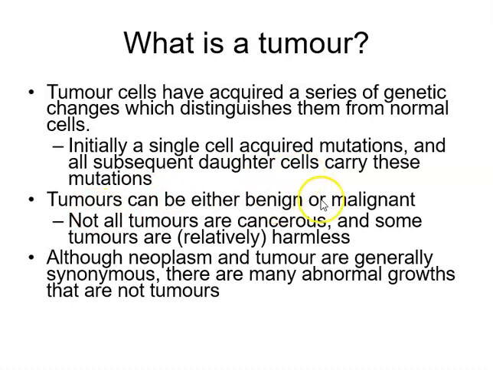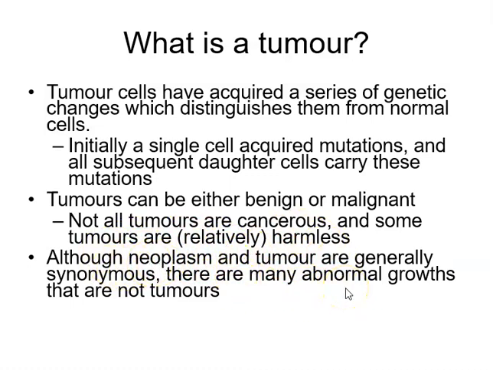Tumours can be benign or malignant. Lots of tumours are benign, that means they are non-cancerous. Some tumours are relatively harmless. And we use the term neoplasm and tumour, they're generally synonymous. So you'll hear the word neoplasm used instead of the word tumour. It's probably okay to do that, but neoplasm really means abnormal growth.